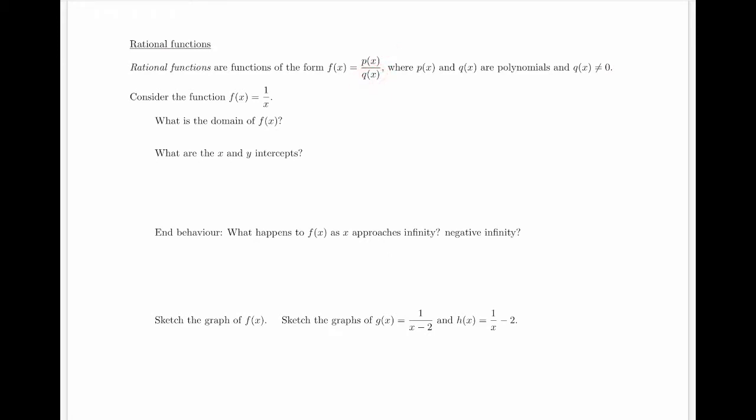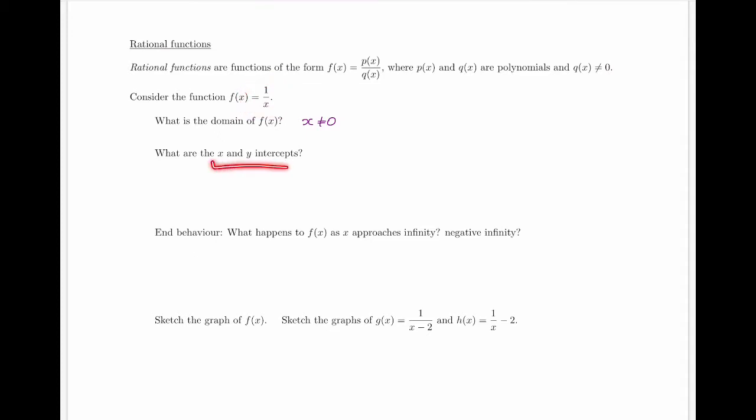So for our very first rational function, let's take a look at the function 1 over x. What is the domain of f of x? So what are the numbers, the x values, that we are allowed to plug in for x? Notice, of course, that we have a denominator, which means that that cannot be 0, and therefore the domain will not include 0 as a number. Everything else we can plug in and compute 1 over x as a value for the function.